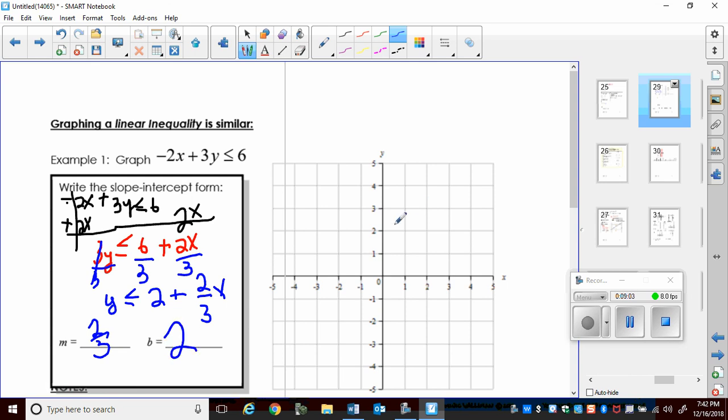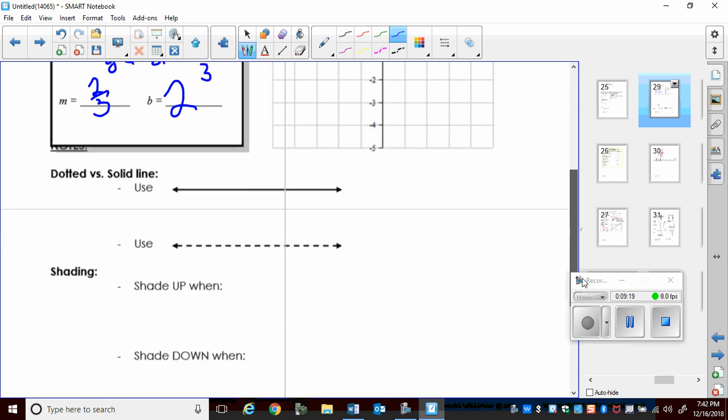So I'm going to go graph that y-intercept. It's at 2. And I'm going to go up to the right 3, make a point. And to go backwards, I go down to the left 3, make a point. So how do I graph this line?